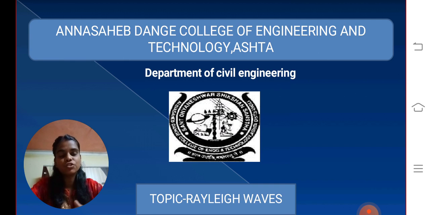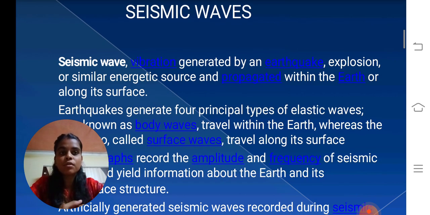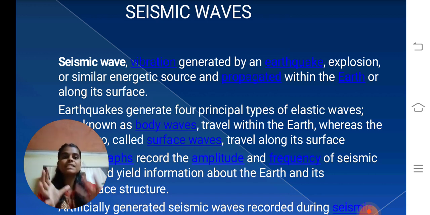Today I am here to present one topic with you, that is the Rayleigh waves from the subject Earthquake Engineering. So we'll start with the introduction, that what actually the seismic waves are. Seismic waves are the vibration generated by an earthquake, explosion or similar energetic source and propagate within the earth or along its surface. So these are just waves, or we can say seismic waves or vibration, that shake up the earth surface as a whole.